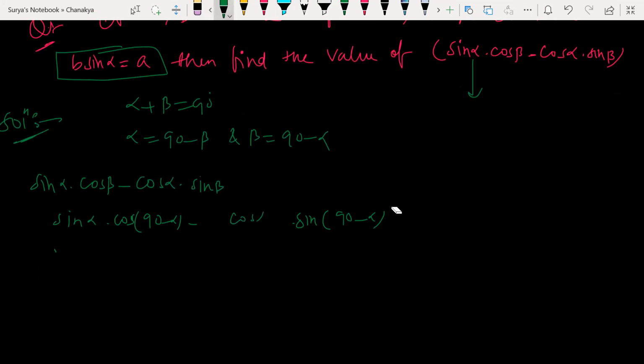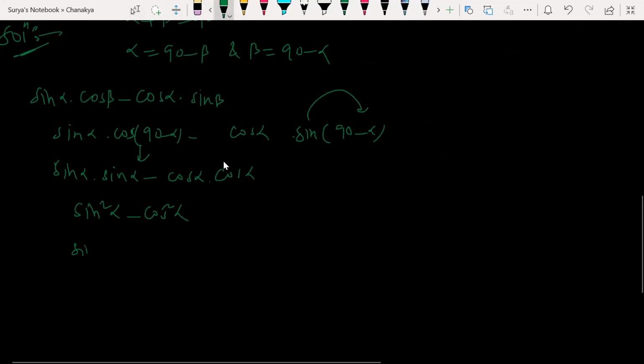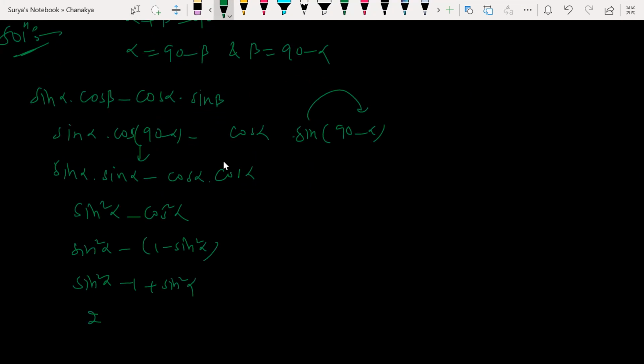This is the cos alpha. So sine alpha as it is here. So cos of 90 minus alpha, how much? Sine alpha. Sine of 90 minus alpha, how much? Cos alpha. So sine square alpha minus cos square alpha. This can be written as what? Tell me. Look at this: 1 minus sine square alpha. So it is two sine square alpha minus 1.